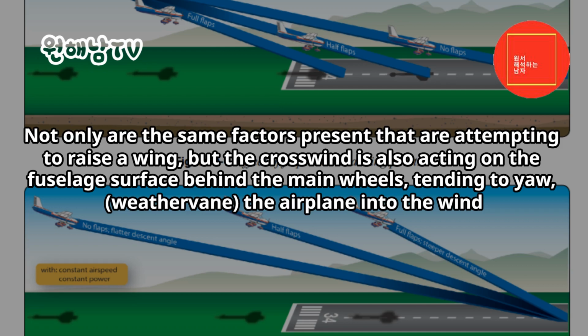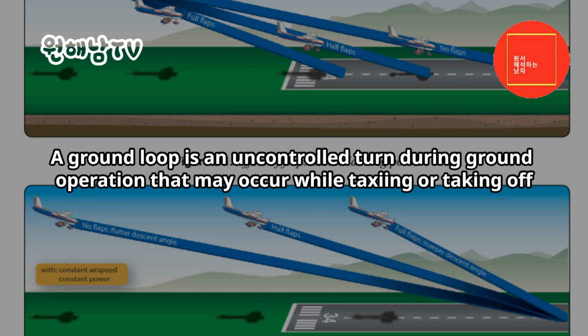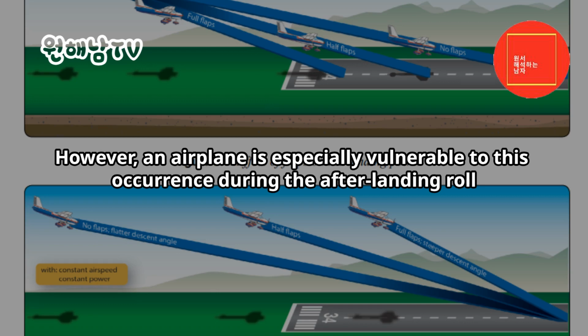Not only are the same factors present that are attempting to raise a wing, but the crosswind is also acting on the fuselage surface behind the main wheels, tending to yaw, or weathervane, the airplane into the wind. This often results in a ground loop. Ground loop. A ground loop is an uncontrolled turn during ground operation that may occur while taxiing or taking off. However, an airplane is especially vulnerable to this occurrence during the after-landing roll.